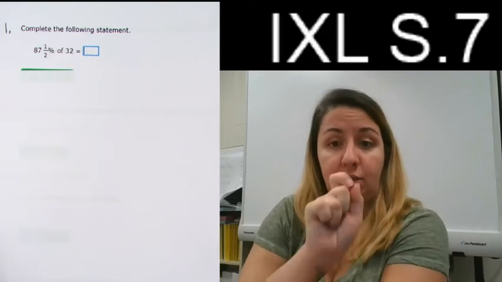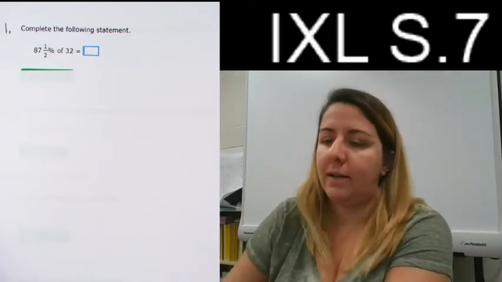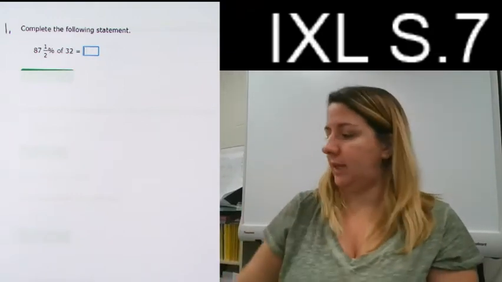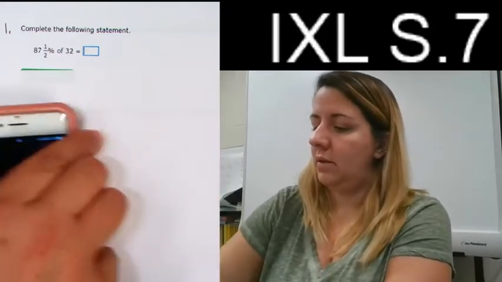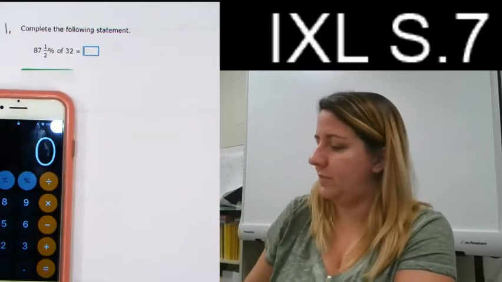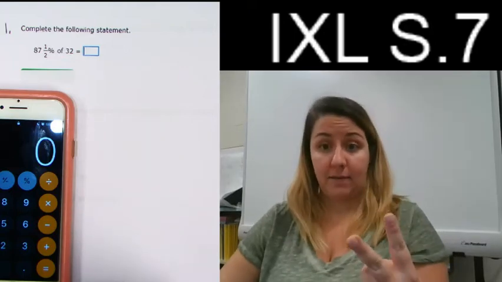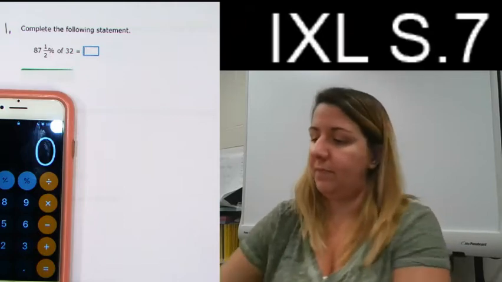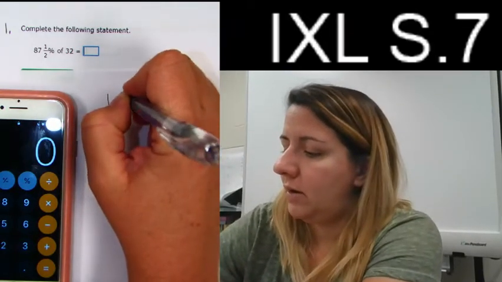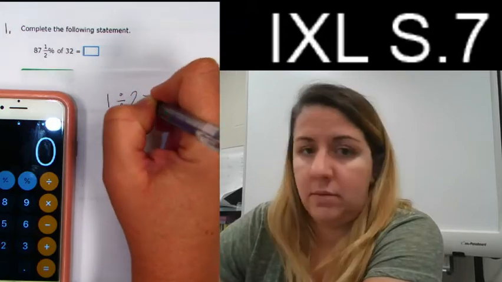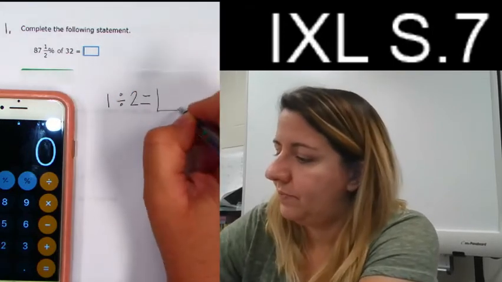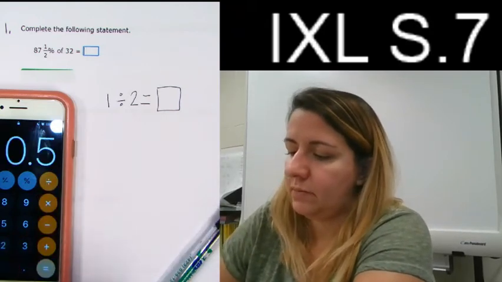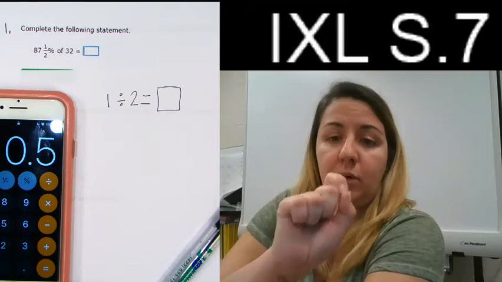1/2 changed to a decimal is what? 0.5. I already know that. I've learned it. You can use your calculator to see. 1/2 typed into the calculator to see the decimal is what? 1 divided by 2, see, 0.5.